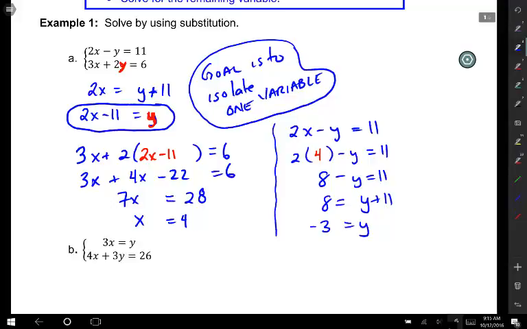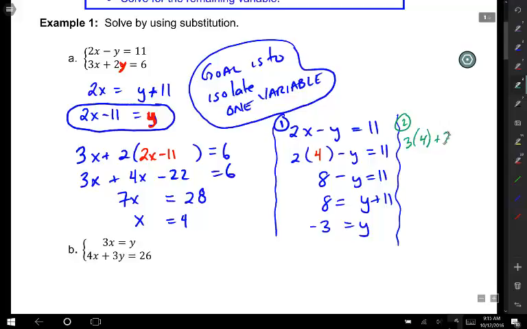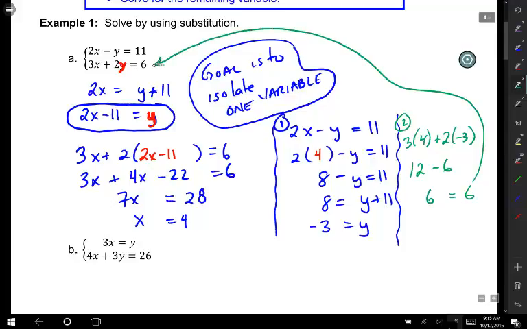Now I'm going to put little number 1 right here, because that means we solved it using the first equation. So what I'm going to do is put another little squiggle line here, and I'm going to check it using the second equation. 3 times 4 plus 2 times negative 3. I'm running out of space here. 12 minus 6 is 6. And what was that supposed to equal? Okay, from the original problem, it was supposed to equal 6. So does it check? Yes.